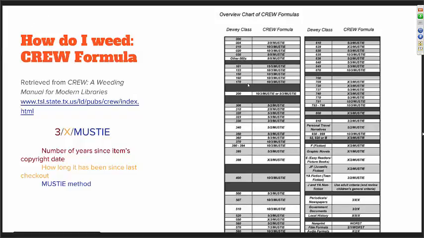going through nonfiction using the CREW method, you look at how old the item is, you look at how many times it's been checked out, and then you use the method of MUSTIE. And we'll come back to the slide in a minute.